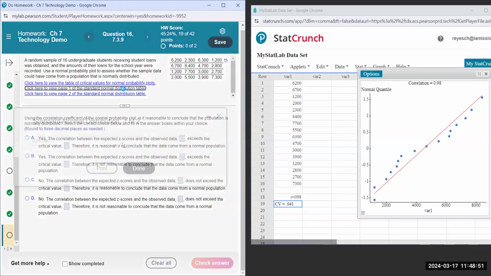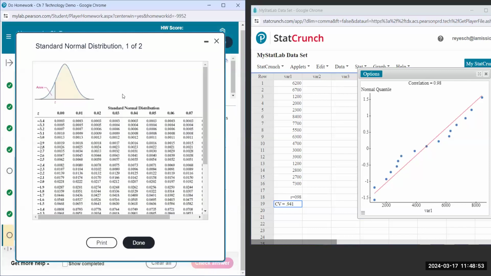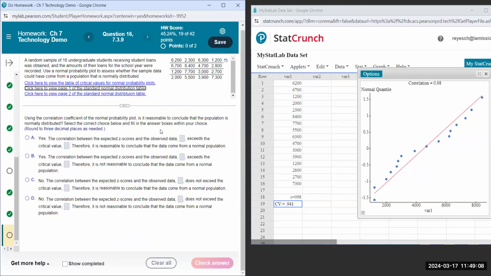This one here, sometimes there's optional tables, and just be careful. This is for schools that don't have StatCrunch. They have to look up everything manually in tables. That area, we get it from the normal curve on StatCrunch. So that's why we didn't use that. So just because it's there doesn't mean that you're supposed to use it. So just watch out for that.